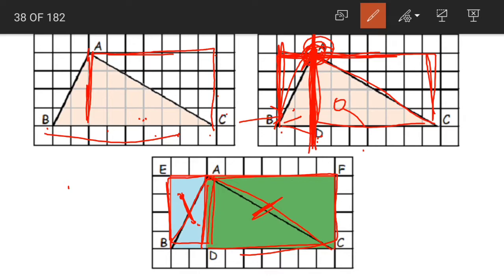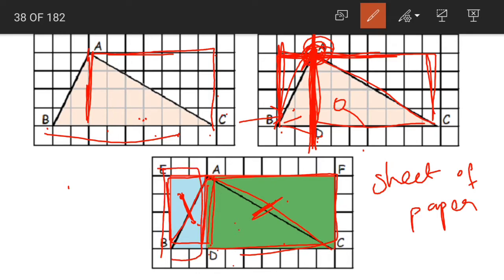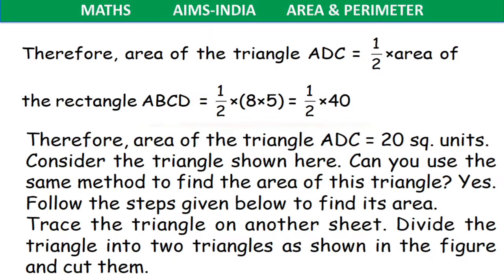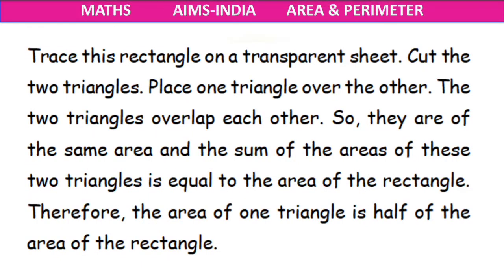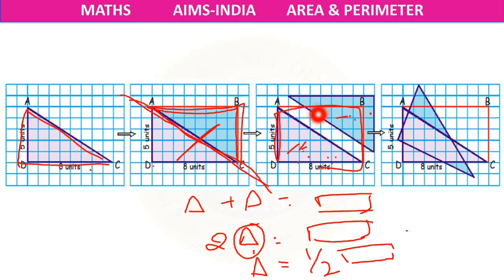Yes, what did I ask you to do in the previous class? You can draw this triangle and rectangle on a sheet of paper, and cut the shapes by yourselves and see whether both the triangles are the same in size or not. Yes, now we are having two rectangles. In the previous example, that is here children, we had only one rectangle. This one triangle was converted into one rectangle.